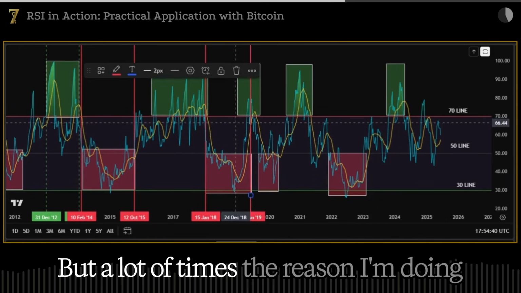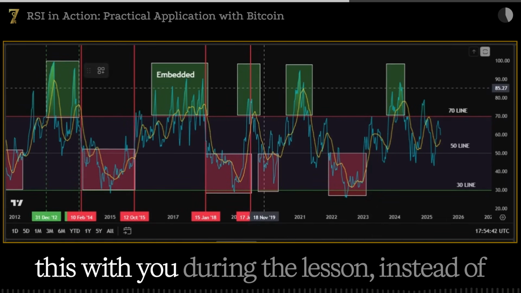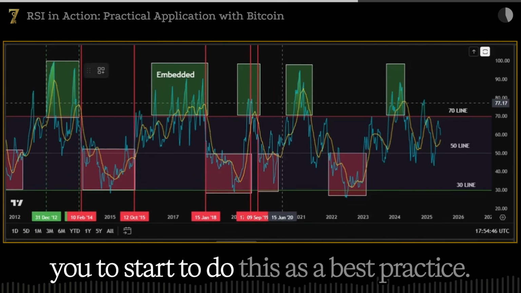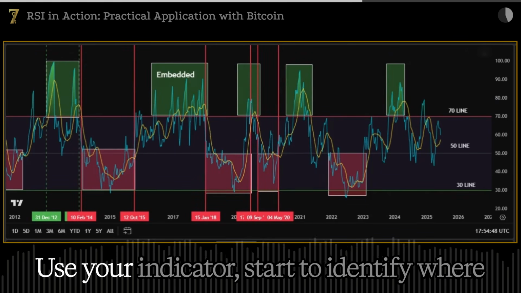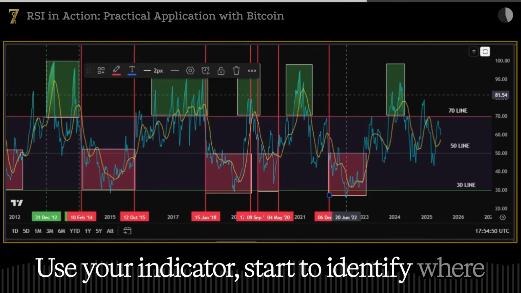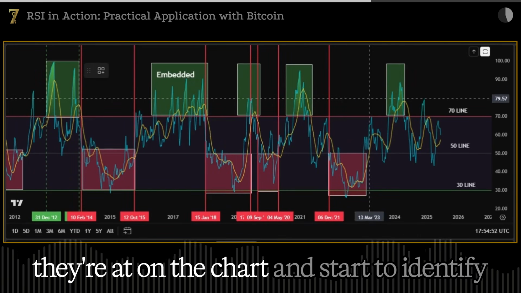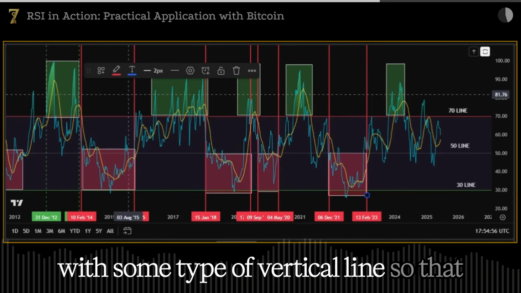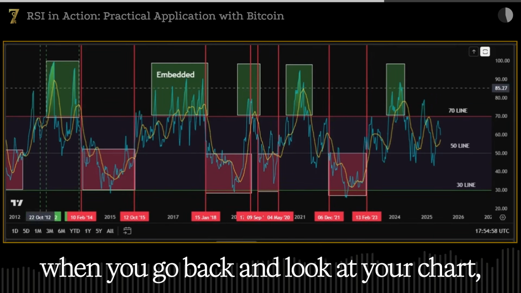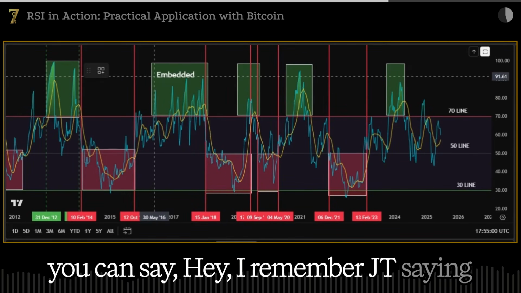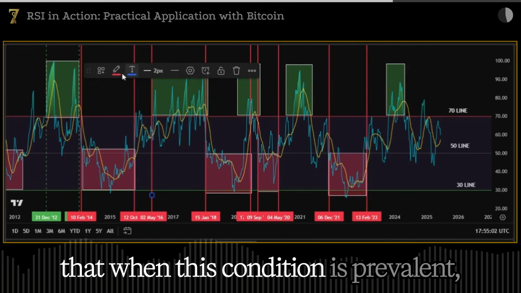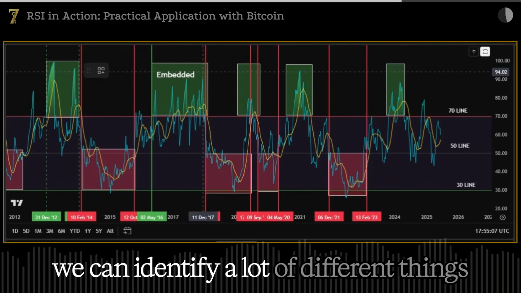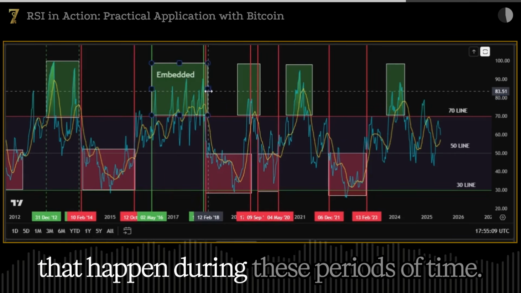A lot of times the reason I'm doing this with you during the lesson instead of having it already laid out is because I want you to start to do this as a best practice. Use your indicator, identify where they're at on the chart, and mark them with some type of vertical line. Then when you go back and look at your chart, you can say, hey, I remember JT saying that when this condition is prevalent, we should mark these, and we can identify a lot of different things that happen during these periods of time.